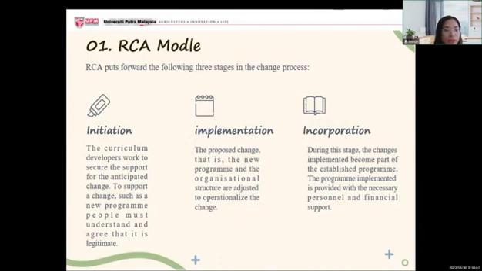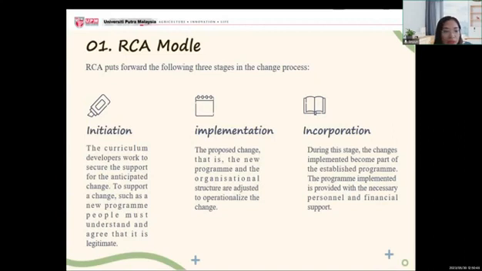Initiation. At this stage, the curriculum developers work to secure support for the anticipated change. To support the change, such as a new program, people must understand and agree that it is legitimate. Thus, curriculum implementation activity requires the personal backing of the individuals involved. For example, at this stage, we should inform the teachers about the need for change and how it might take place.